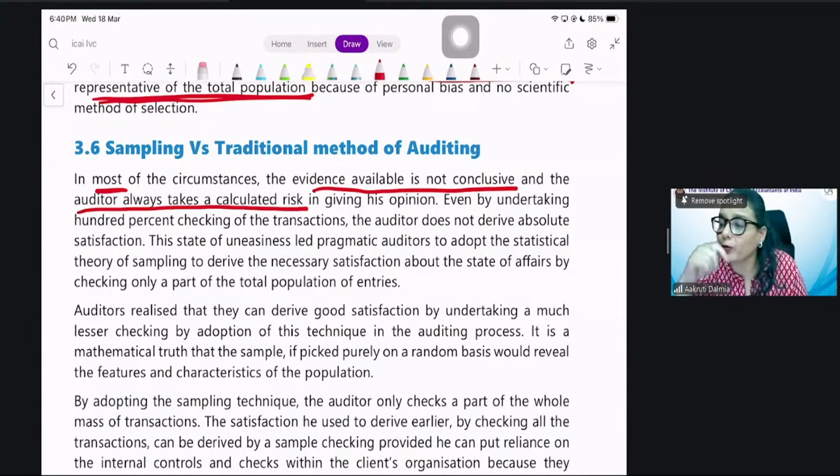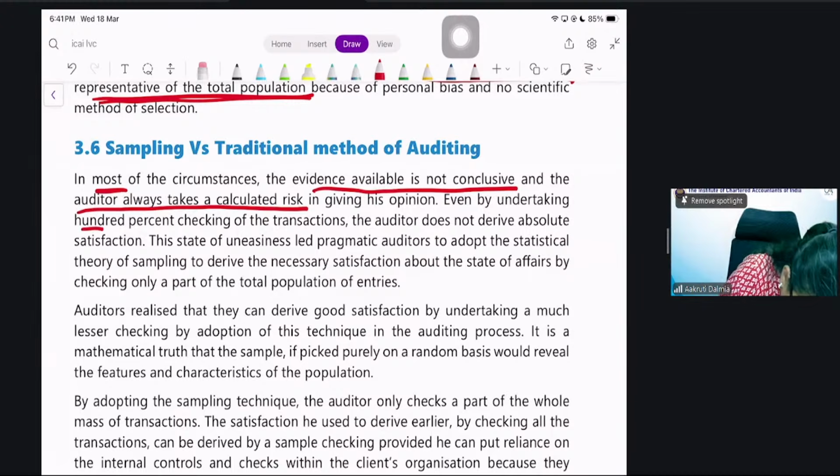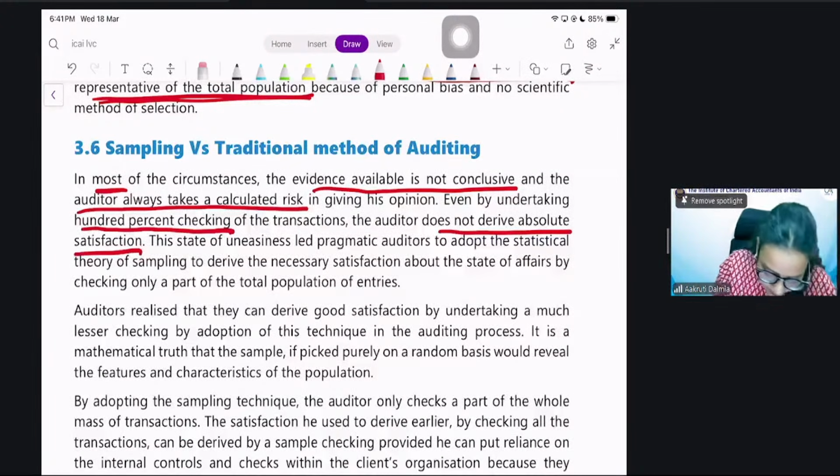So do you remember I gave you an example that even if I do 100% checking, does it give absolute evidence or absolute assurance, students? If I do 100% verification, exactly. So that is traditional auditing. So even by doing 100% checking, the auditor does not derive absolute satisfaction.